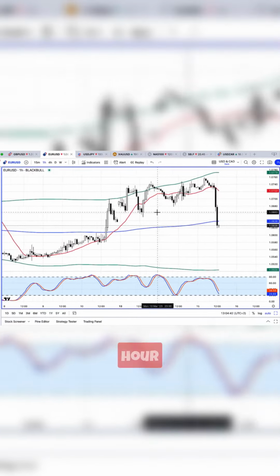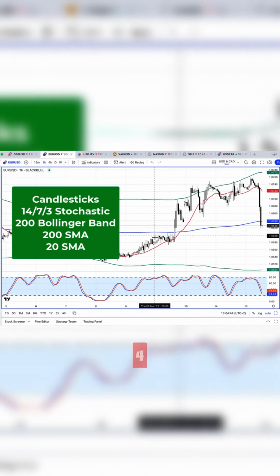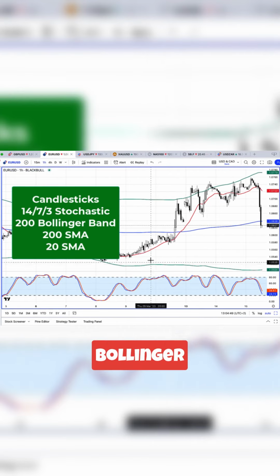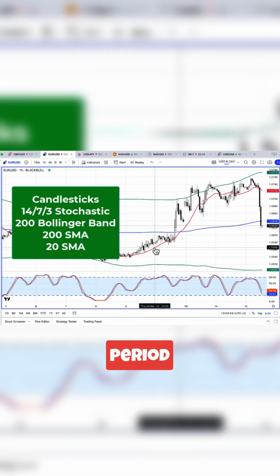So there you have it. That's the hour chart with the indicators. You'll see I've only got 4 indicators on here. The stochastic, 14, 7, 3, the 200-period Bollinger Band, the 200-period simple moving average, and the 20-period simple moving average.